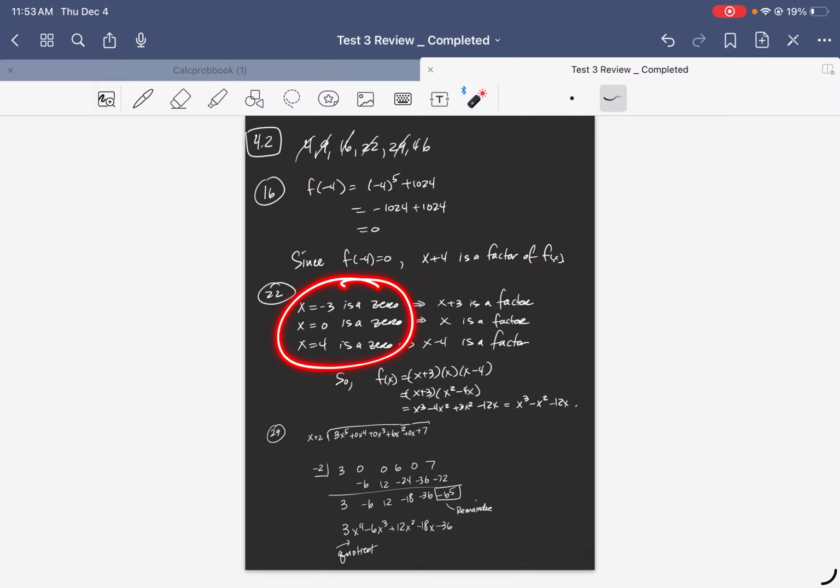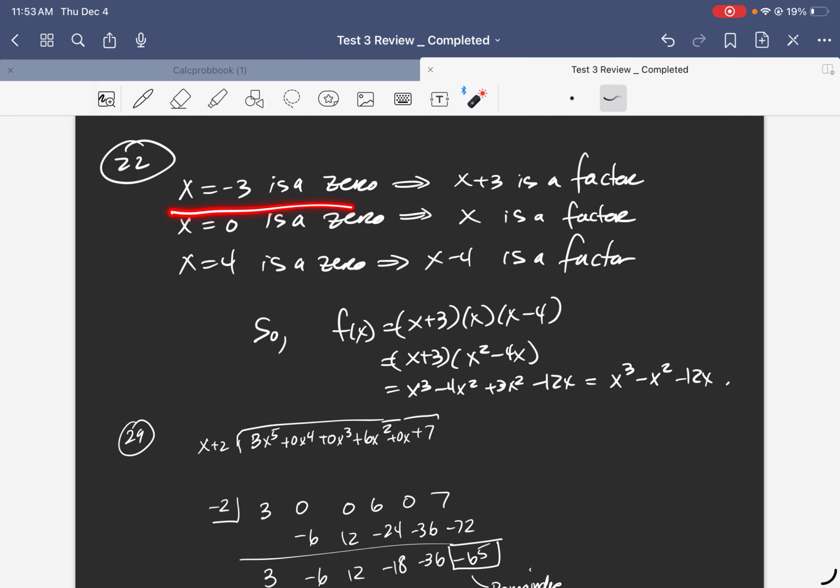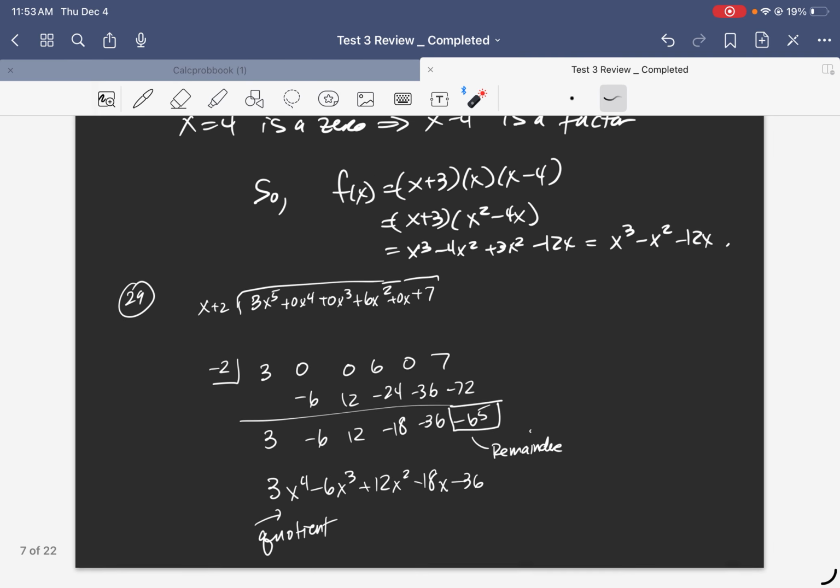Here they said these zeros must be in my polynomial. Can you make it? Well, if this is a 0, then this is a factor. If this is a 0, then this is a factor. And if this is a 0, then this is a factor. You multiply all those factors together and you get a polynomial that does what you want. Notice I multiplied it all the way out.